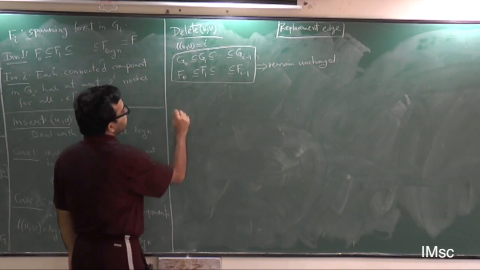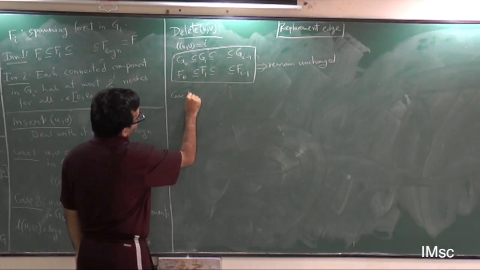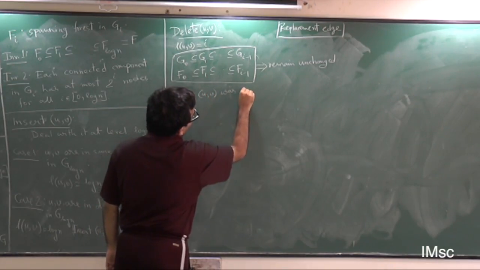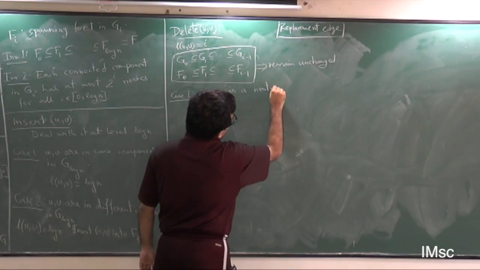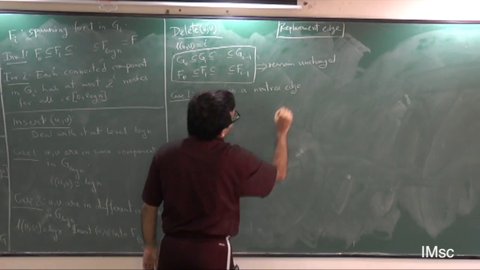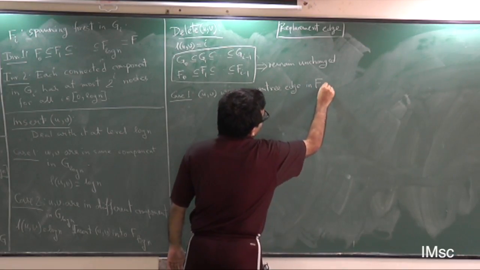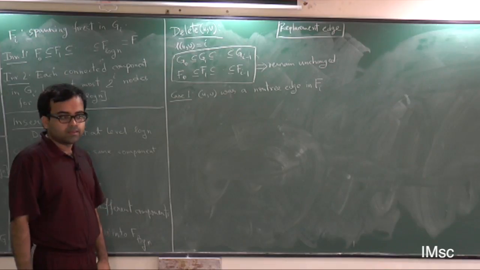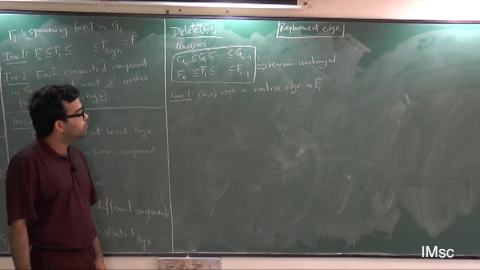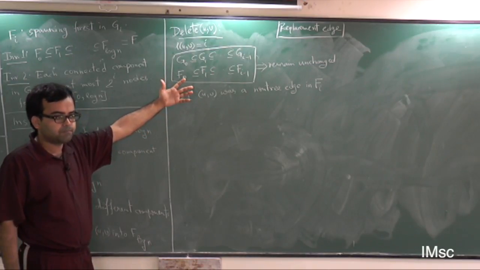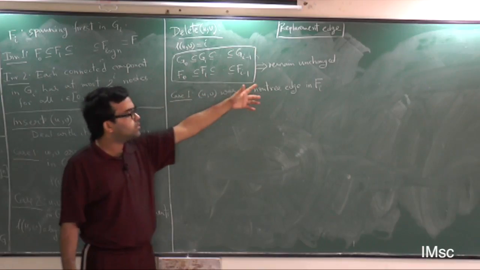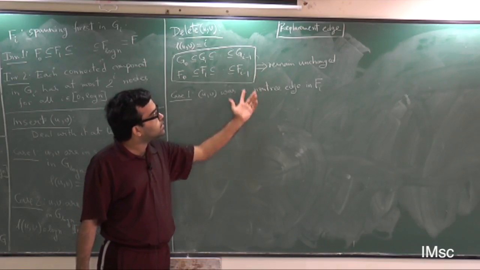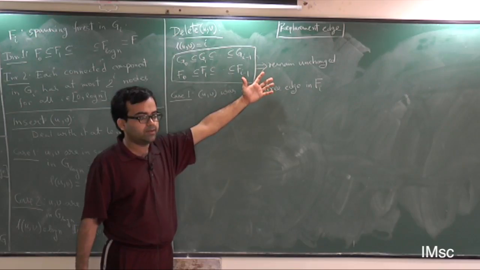Now let us say the easy case. Say UV was a non-tree edge in F i. What does this mean? UV does not belong to F i. Then we can simply just delete UV, right? Because then F i is not getting affected, the connected components in i are not getting affected, and then it will also mean that the connected components in i plus 1 are also not getting affected, right?